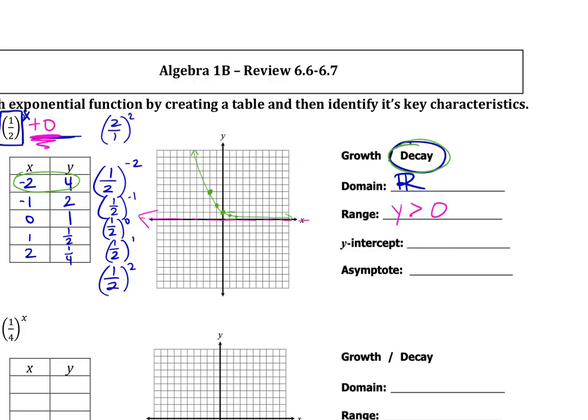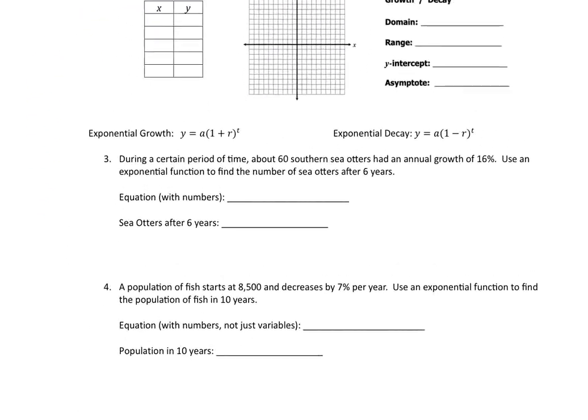And then your y-intercept is always this guy. So it's the point 0, 1. It's whatever you get when you plug in 0 for x. So 0, 1. And then your asymptote is the same as your range, but it's an equation. Y equals that number. So y equals 0. Okay, so you'll have to do that on the quiz. And then you'll also have to do this on the quiz.